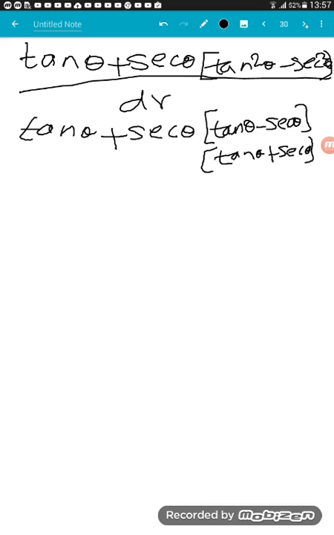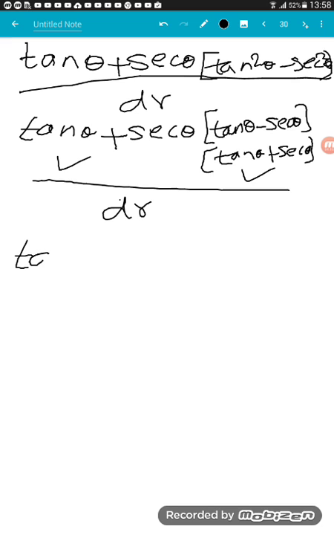plus sec theta. Now we can see that this tan theta plus sec theta and this tan theta plus sec theta are common. So we will take this common by denominator. So tan theta bracket. So it will become 1 and what is left? Tan, we need to put a plus sign.